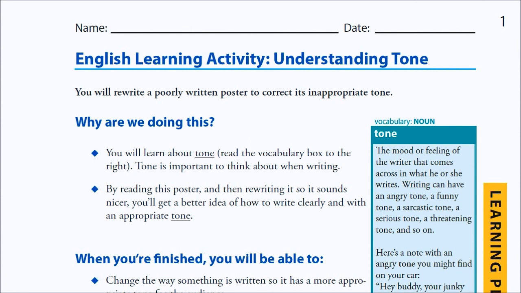This one is on tone, and tone sometimes is difficult for some students to grasp. Like, what does that mean, tone in writing? But I am going to explain it to you. When you get done, I hope you understand it. I think you'll understand it.